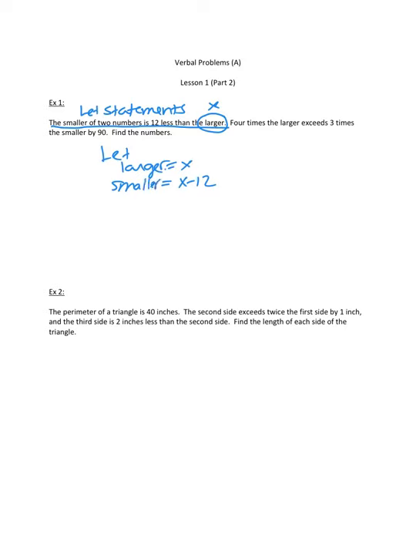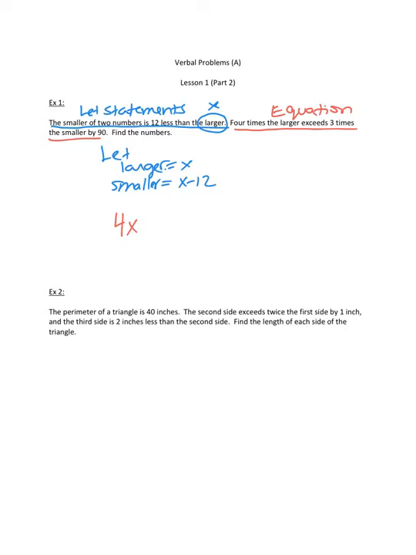The next sentence is more comparison. 4 times the larger exceeds 3 times the smaller by 90. But now I already have my let statements, so that is going to create my equation. 4 times the larger exceeds 3 times the smaller by 90. I'm going to translate this into an algebraic equation so that I can solve it. So 4 times the larger is x, so 4 times x.